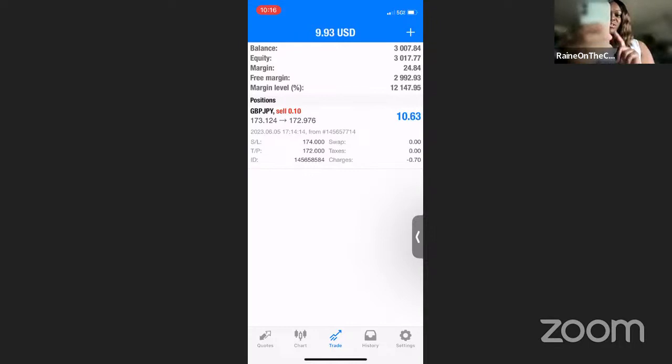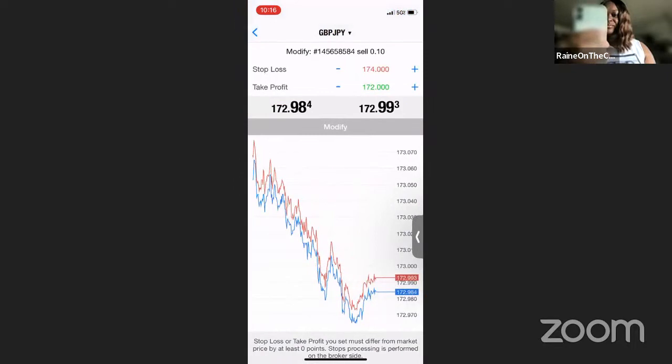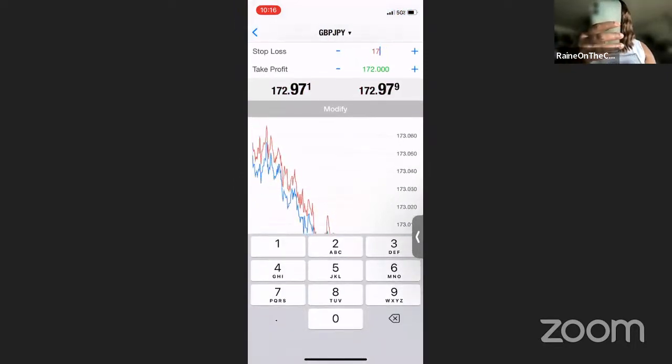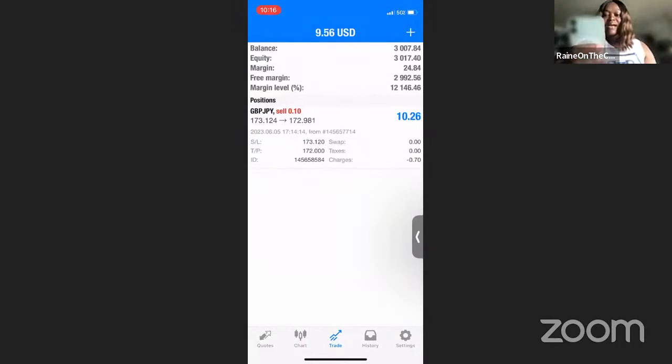So my entry was 173.124. So I need to put my stop loss at 173.12, right? 173.12, modify, stop loss, 173.12, modify. So now I'm still waiting for price to go to my take profit, but if there is a pullback and I'm stopped out of the trade, I wouldn't have lost anything.